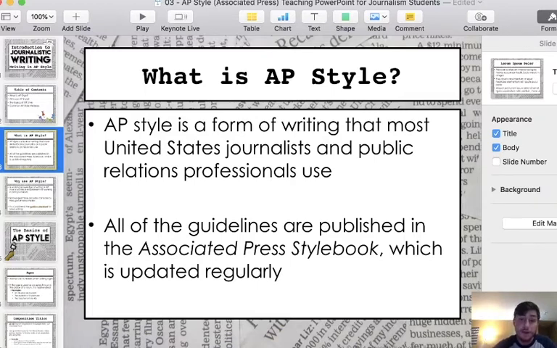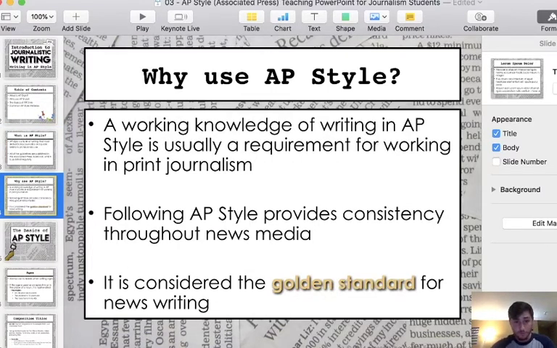So think of the Associated Press Style Book as the manual for AP style. If you guys ever do pursue a career in public relations, which is a vast field, everybody needs PR, right? Especially in social media. You can do PR with law, sports, science, whatever you can think of. Everybody needs a PR professional. Well, all of these people need a manual for AP style on how to write effectively, okay? Why use AP style? Well, it's a requirement in print journalism, and it's pretty much a requirement in PR and marketing, okay? Following AP style provides consistency throughout news media. It's considered the gold standard for news writing.